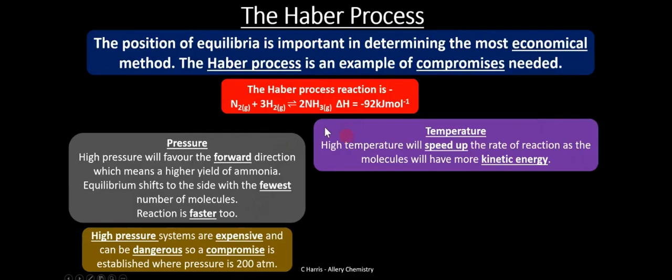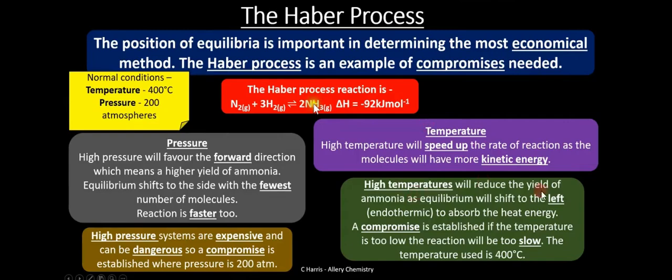So here high temperature will speed up the rate of the reaction as the molecules will have more kinetic energy. But which reaction are we talking about here? The backward reaction. The backward reaction is going to be increased because of your high temperature. So if we wanted to produce more of the NH3, we need to lower our temperature. We need a low temperature. High temperatures will reduce the yield of ammonia as equilibrium will shift to the left, the endothermic side, to absorb the heat energy.